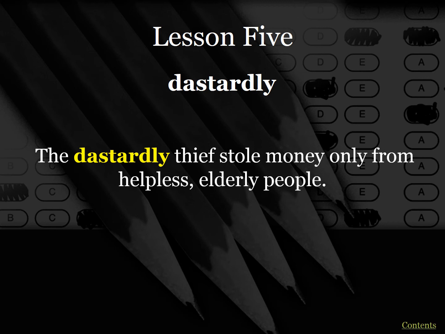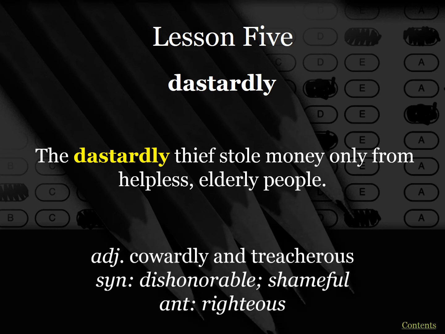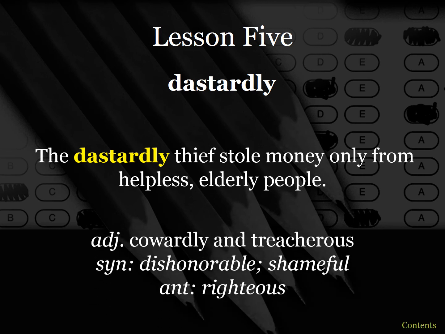We can look at the action of what the thief is doing to come up with the meaning of dastardly. Cowardly, because he's only stealing, I guess it could be a she, but only stealing from people who can't defend themselves. They're helpless, they're older, maybe they have some sort of physical limitation. Treacherous behavior, dishonorable behavior, shameful. The opposite would be righteous.